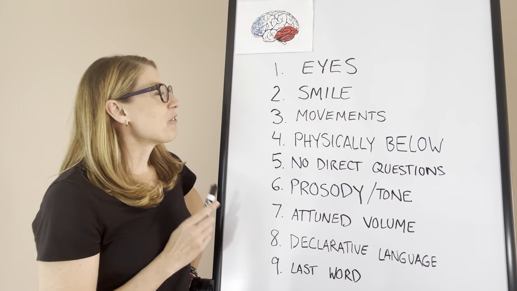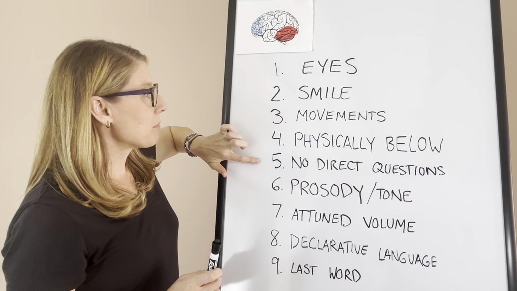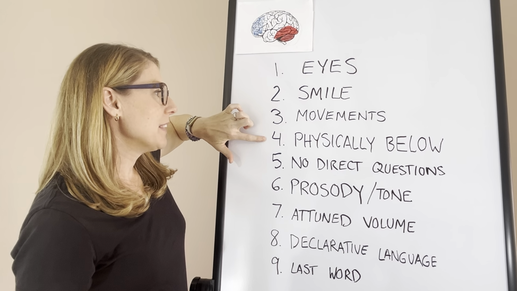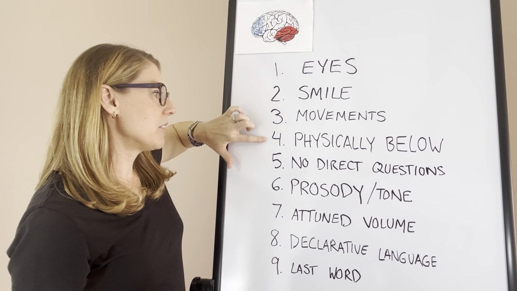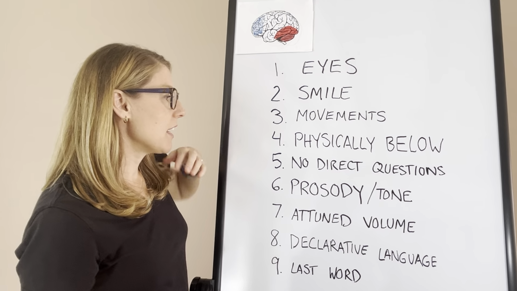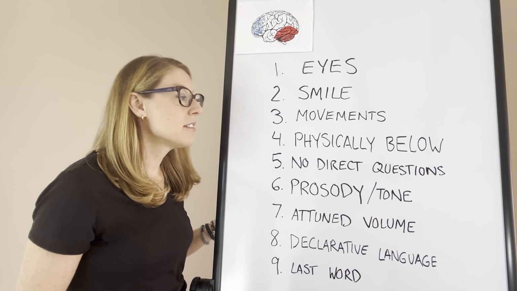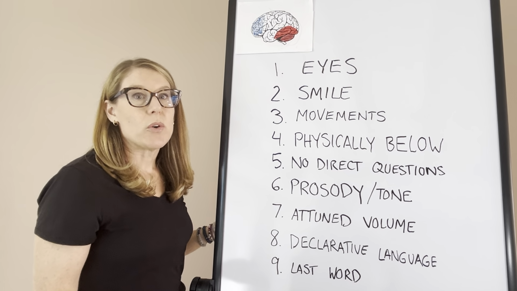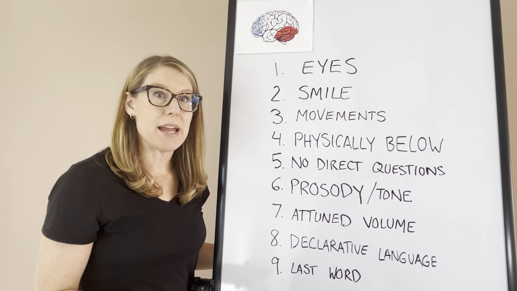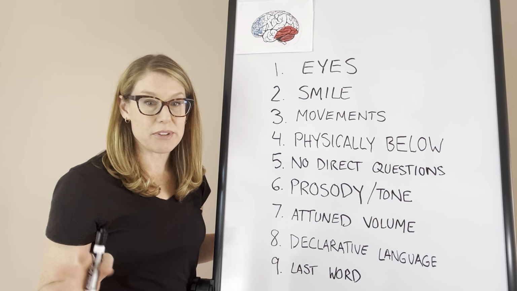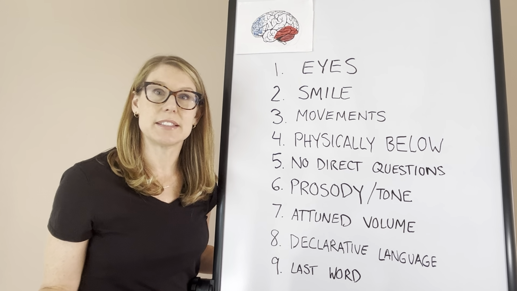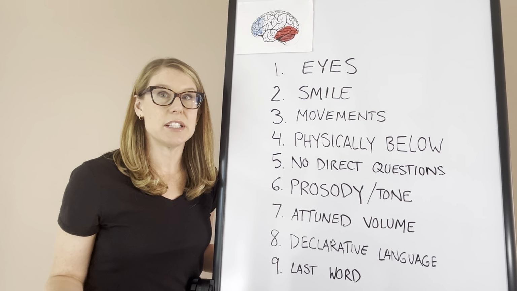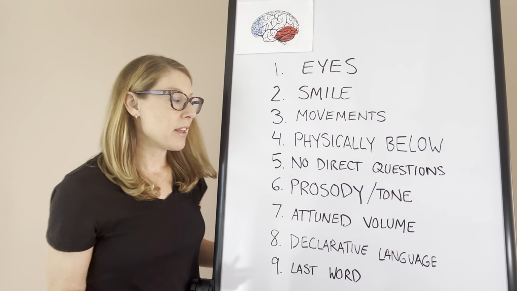Okay, so the first 5 things I'm going to talk about: eyes, smile, your physical movements, getting physically below the child or teen, and not engaging any direct questions. These are all nonverbal or non-spoken signals of safety, mammal to mammal. So this could also be very applicable even if your child is non-speaking, okay? Doesn't require speaking to signal safety to the subconscious of another mammal.